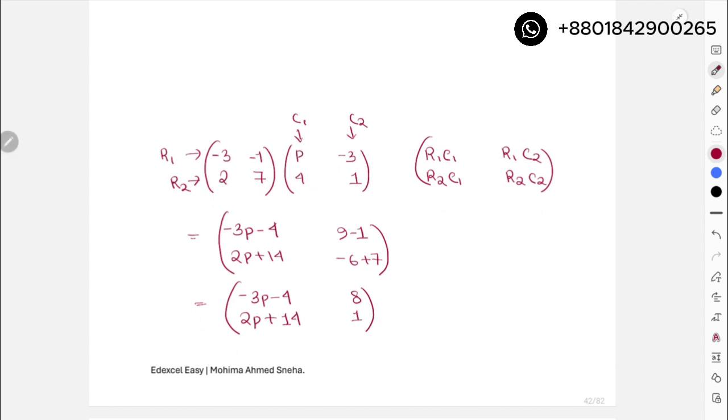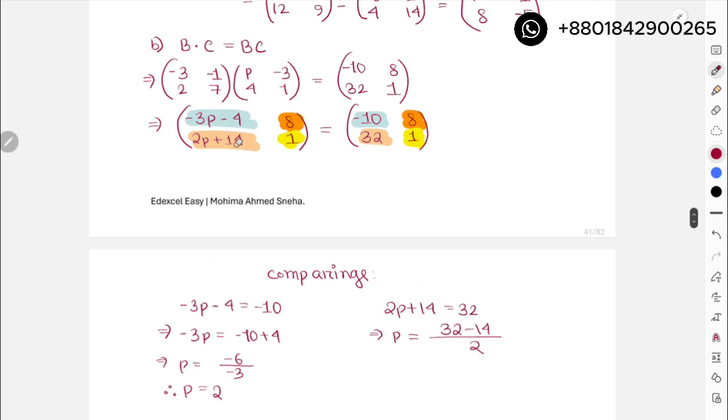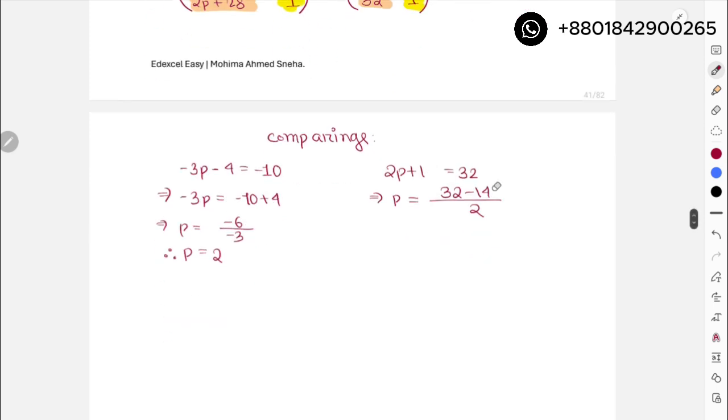Made a mistake. 7 into 4 is actually 28, not 14. In that reference, I'll have to check this, let me change this to 28. So then you will get the same answer, 32 minus 28 divided by 2. That leaves you with the same value for P, which is 2.